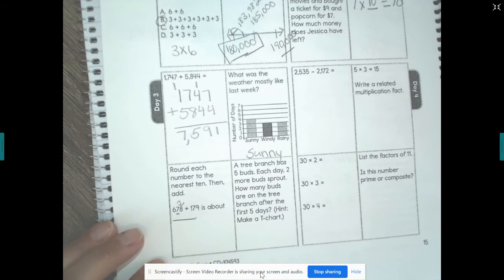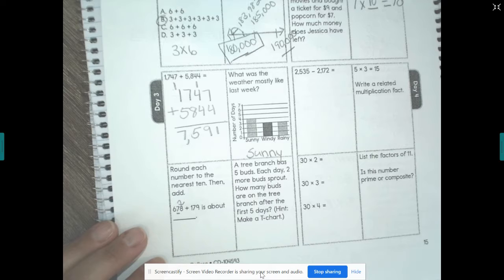If it's less than 5, we're going to keep it a 7. If it's more than 5, we're going to add one more to the 7. In this case, there's an 8 behind the 7. So now the number becomes 680. So you should have been thinking to yourself, is 678 closer to 670 or is it closer to 680? In this case, it's closer to 680.